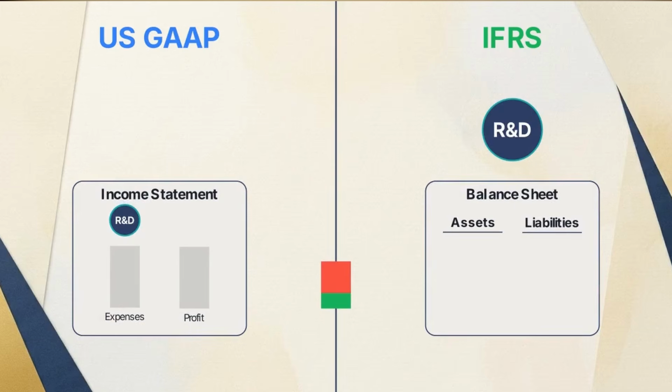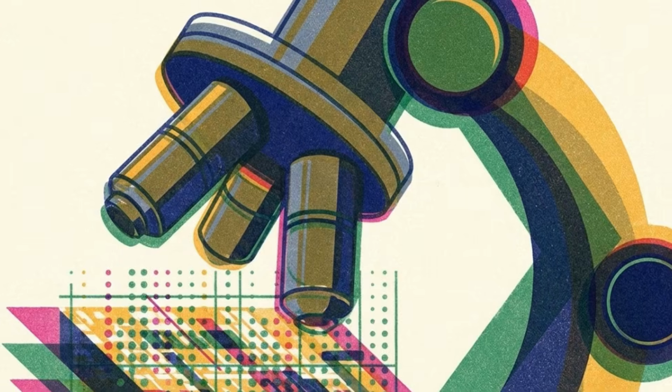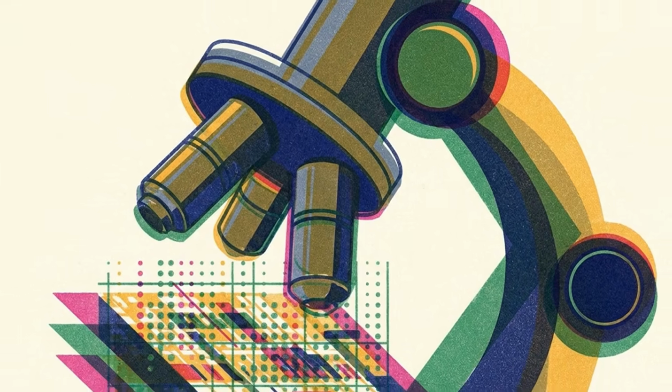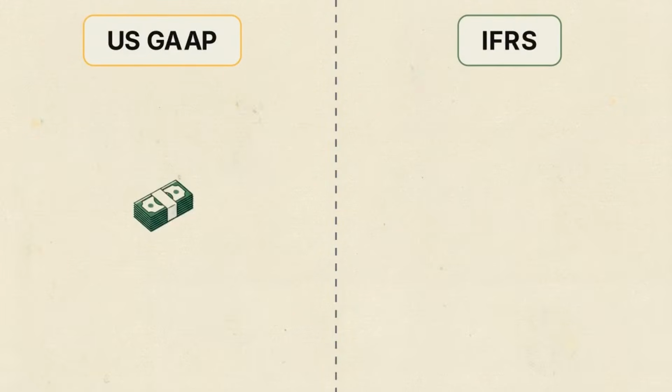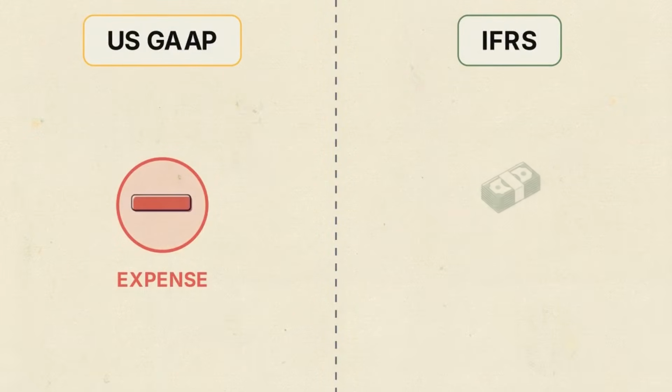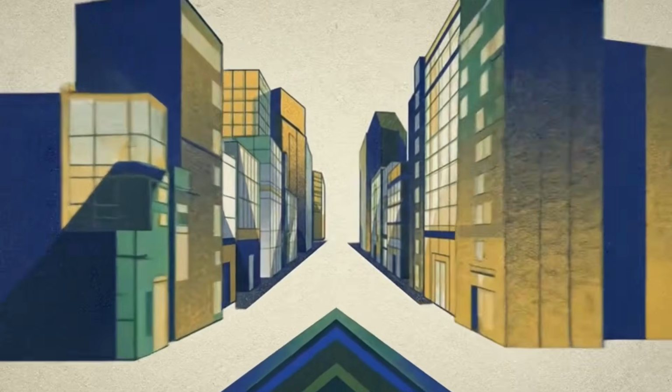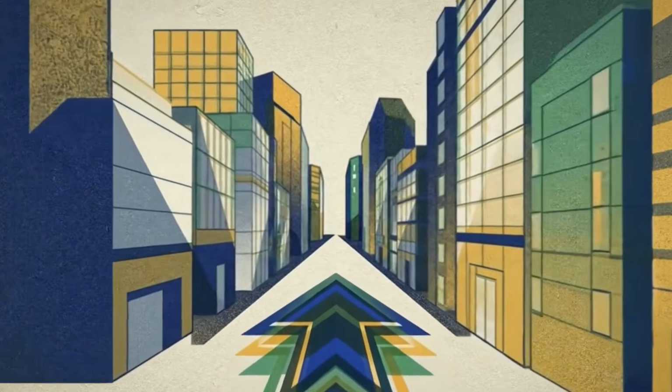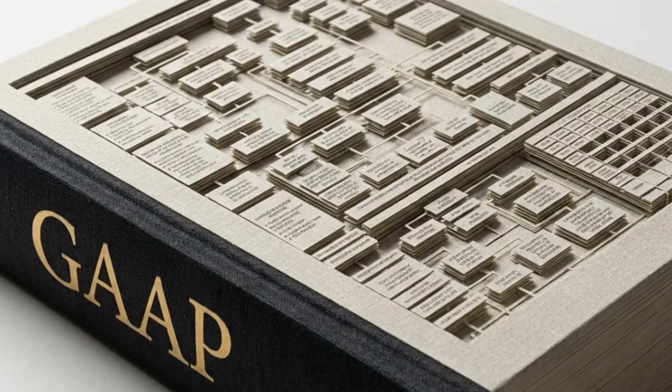The second one is development costs. Under US GAAP, research and development costs are almost always expensed immediately and hit the income statement right away. But under IFRS, research and development costs, once a project meets certain criteria, can be capitalized as an asset. That means instead of going directly as an expense in the income statement, they become an asset and then slowly depreciate through the income statement.